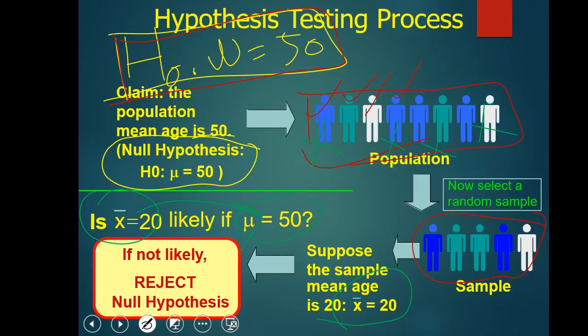20 is very far from 50, so there is a huge difference between 20 and 50. So we can say that this sample is not a true representative of the whole population, and we can reject our claim. Our claim was the null hypothesis, and the null hypothesis says mu is equal to 50. So no, mu is not equal to 50.